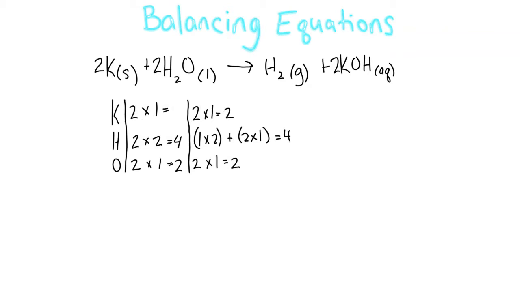That makes potassium have 2 times 1, which equals 2. As you can see now from our table, potassium, hydrogen, and oxygen have the same number of each element on the reactant and product sides.